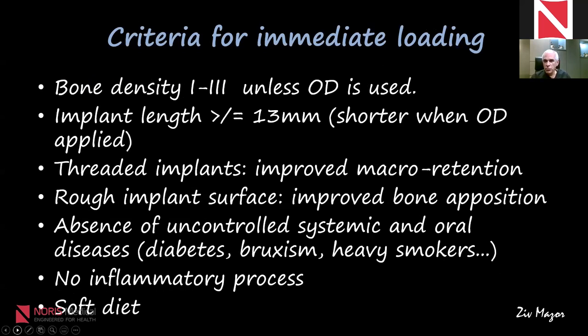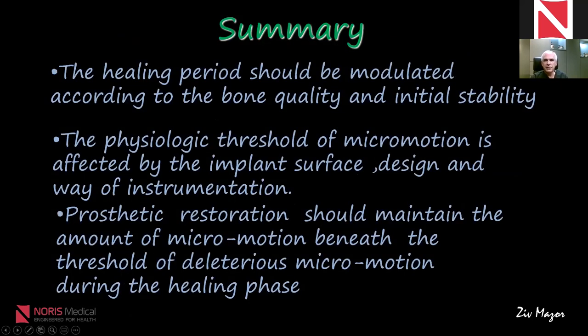The best bone to do immediate loading, of course, is bone density 1 to 3, unless, of course, osseodensification is used, and then you can even use type 4 bone density. As for implant length, the longer, of course, the better. Threaded implants are much better than cylindrical ones. Rough implant surface, we've talked about it. Absence of uncontrolled systemic and oral diseases like uncontrolled diabetes, bruxism, heavy smokers, and so on. No inflammatory process. And of course, we have to maintain a soft diet for those candidates.